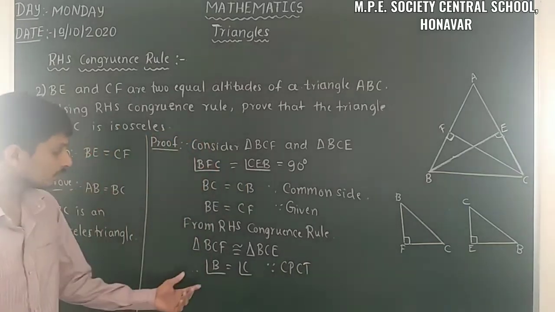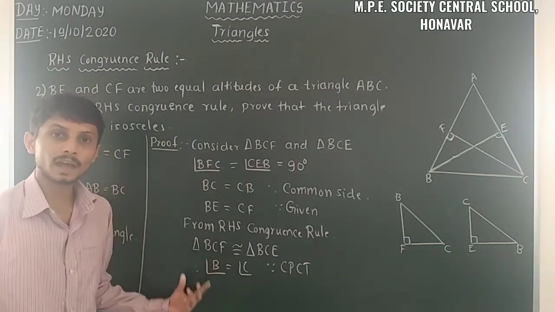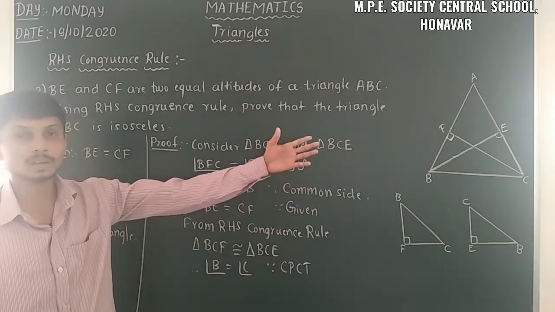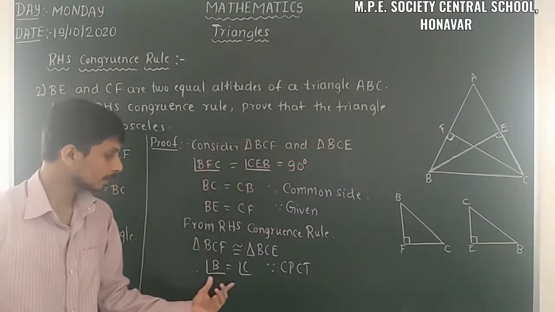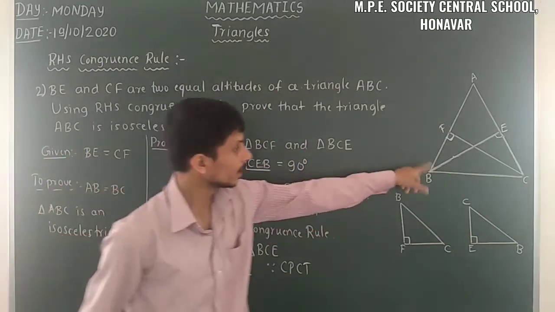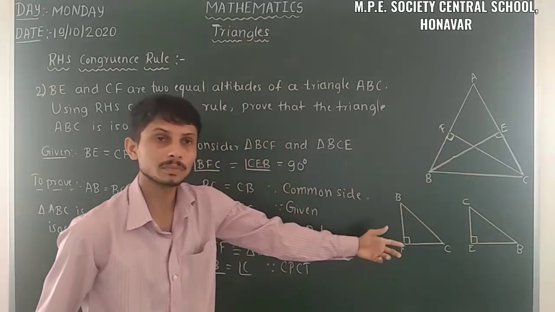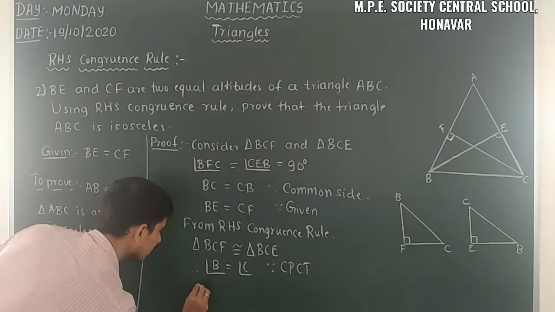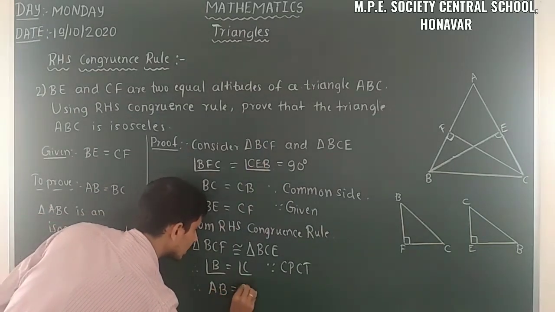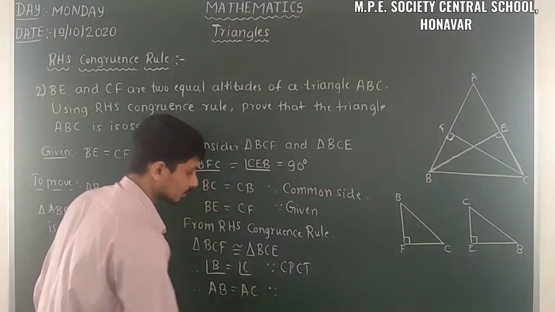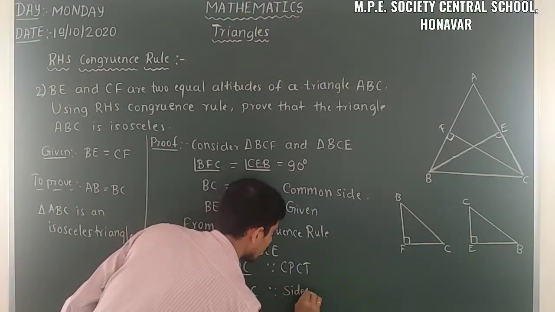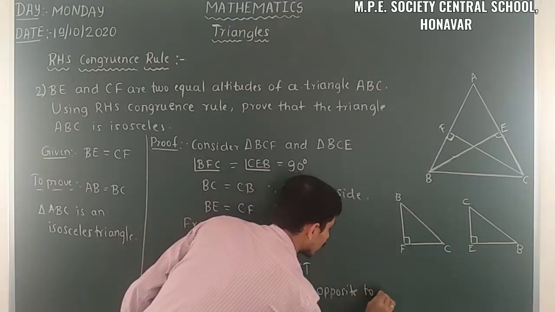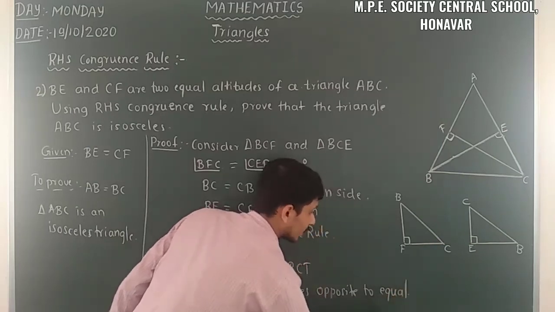So when we have angle B is equal to angle C, the sides opposite to these two angles. Here we have a condition, that angle B is equal to angle C. When complete angle B and complete angle C are equal, the sides opposite to those two equal angles are equal. Therefore, we can take AB is equal to AC, because sides opposite to equal angles are equal.